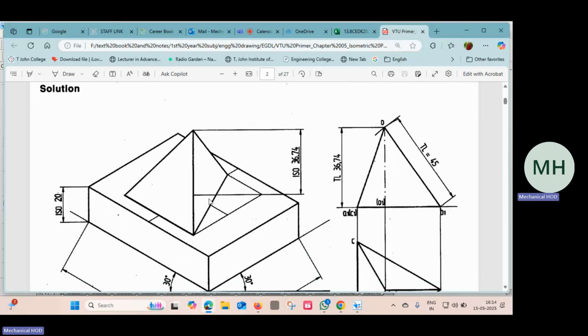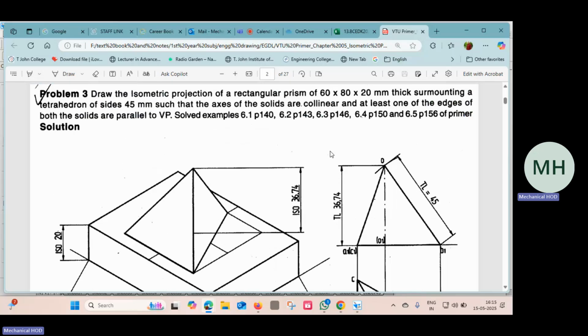Tetrahedron is a solid having four triangular surfaces of equal area. It is different from a triangular pyramid. A triangular pyramid will have three triangles of the same area and the base triangle is of different area, whereas in a tetrahedron, all four triangular faces are of equal area. That's one difference you should note before starting the question.